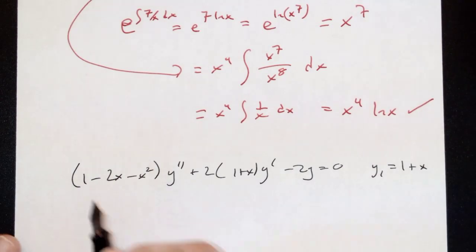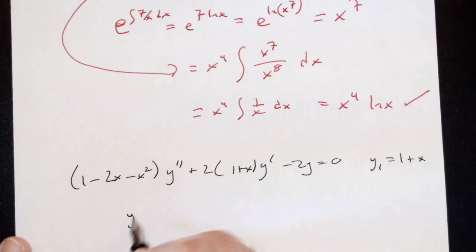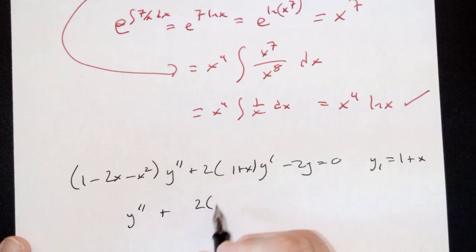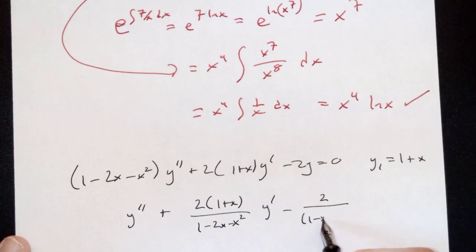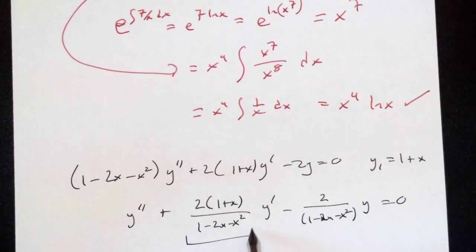If I divide by this, I have y double prime plus 2 times the quantity 1 plus x over 1 minus 2x minus x squared y prime minus 2 over the quantity 1 minus 2x minus x squared y equals 0. Here is p of x.